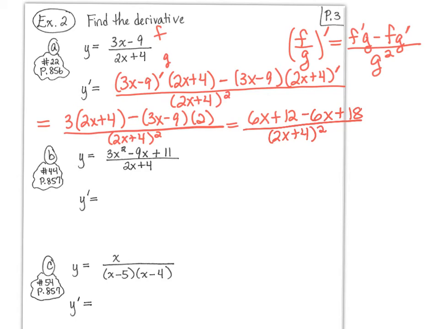Now what happens? You cancel the 6x's and then we're left with 30 over the quantity 2x plus 4 squared. Good, 30 over the quantity 2x plus 4 squared. And that's your final answer. What questions do you have?